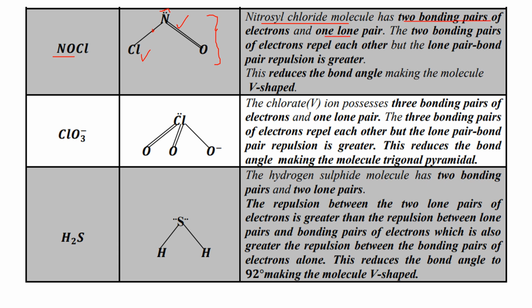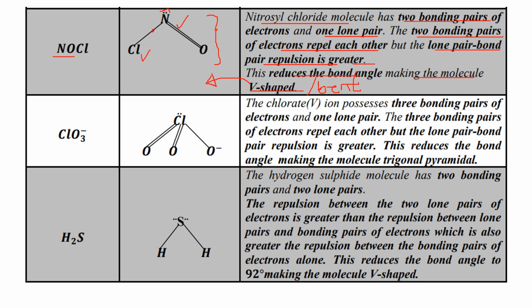lone pair of electrons. But in the previous video, we said that the 2 bonding pairs of electrons repel each other greatly or equally. But the lone pair to bond pair repulsion, just like in the previous video, is always greater. And therefore, this is going to reduce the bond angle, making the whole molecule V-shaped, or someone can say bent.